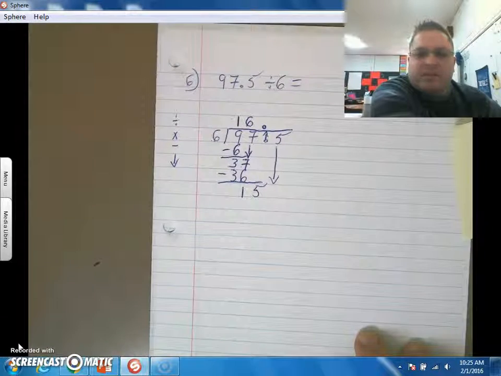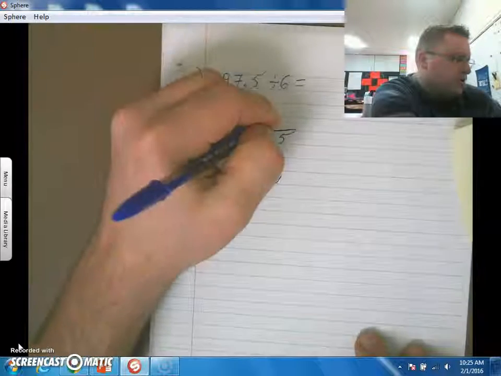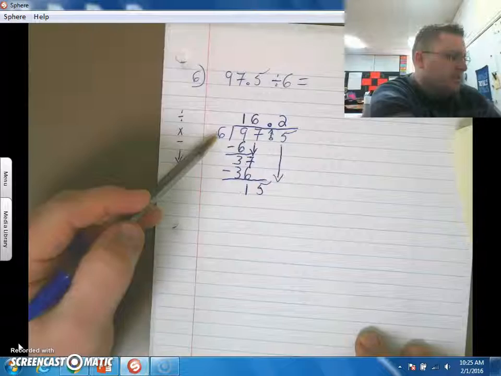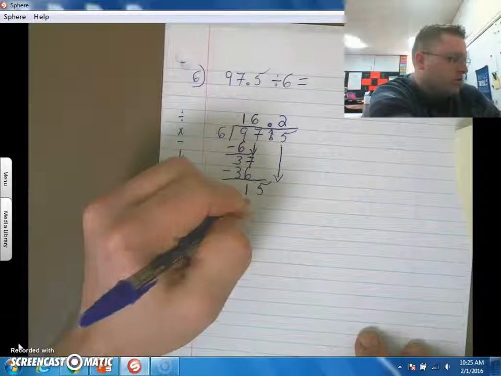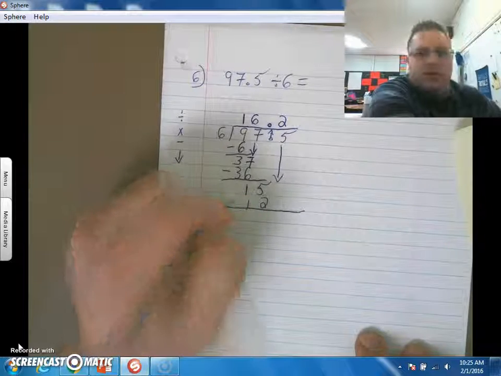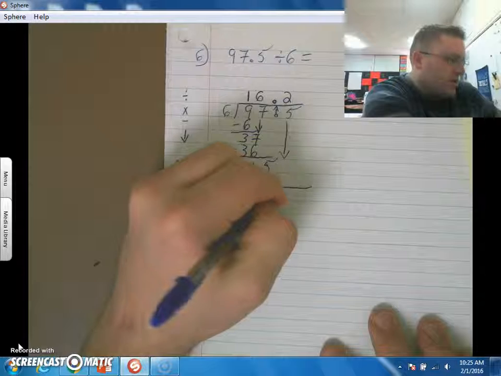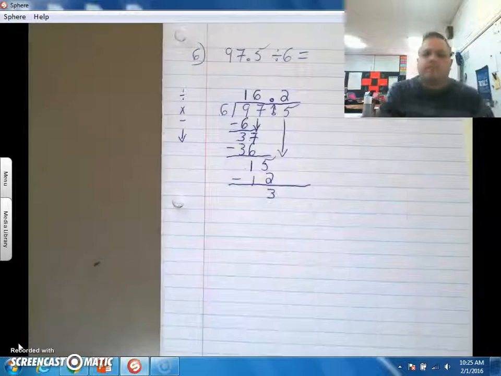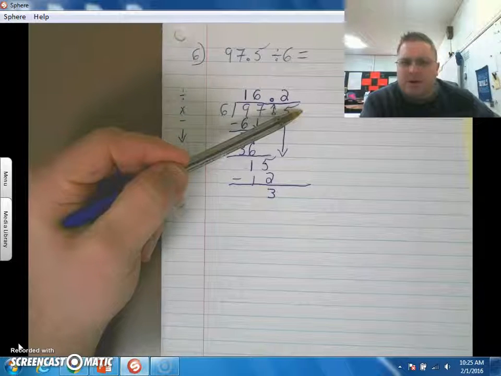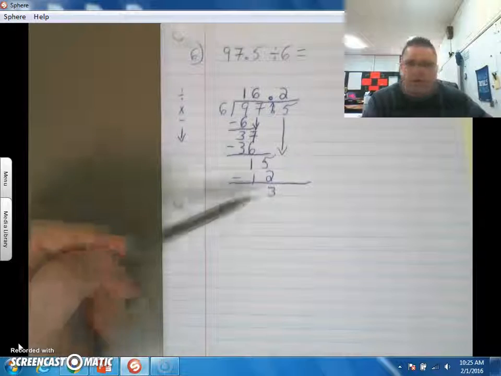So it's 15. 15 divided by 6 is 2. 2 times 6 is 12. I'm going to subtract. 15 minus 12 is 3. Now when I go to drop on this one, there are no numbers to drop. So usually I'm done and we would say remainder 3.